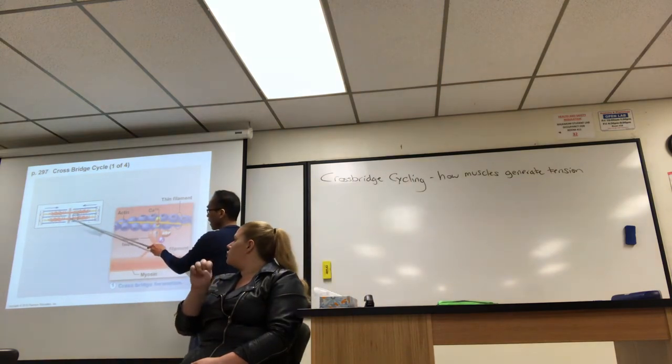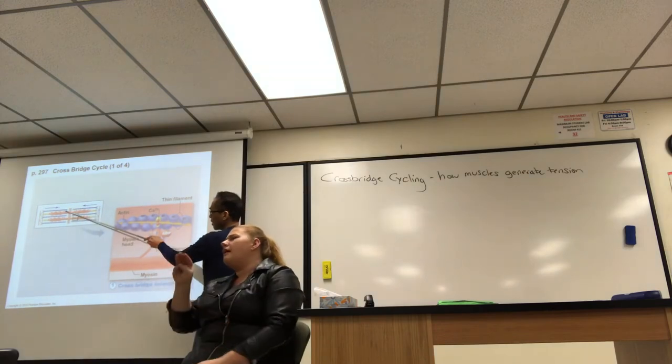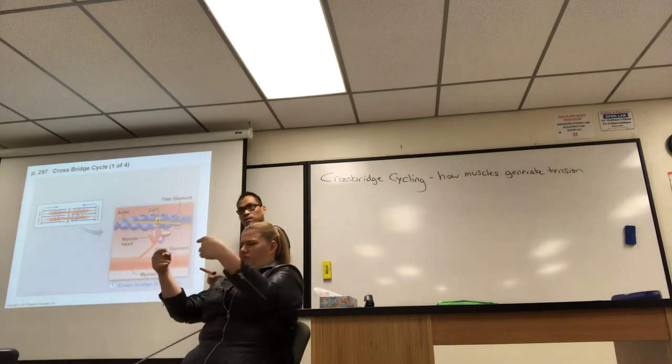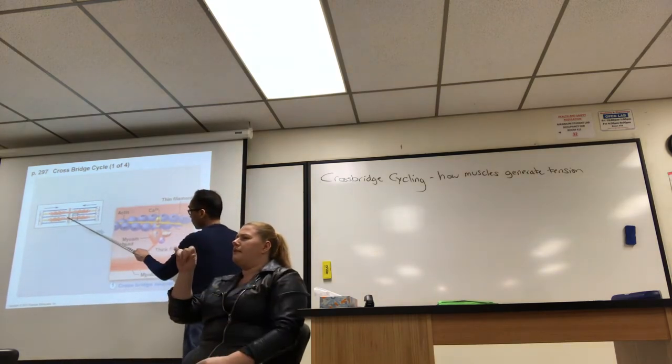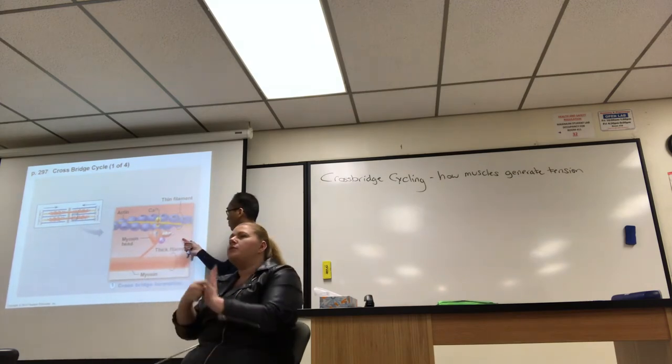What's the line in the middle called? M line, part of the H zone. Why do the arrows point in? Oh, that's because the filaments slide inward, right? The thin filaments slide towards the M line. But they're just showing you one small section there. Right here, you blow it up.